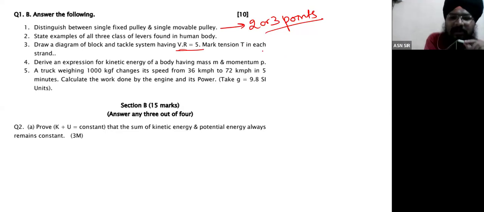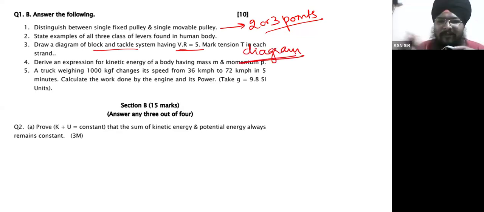So you just need to draw the velocity ratio block and tackle system. Again, this diagram is there in our textbook. You can refer to the text. For velocity ratio 5, there will be 5 pulleys which will be drawn. So we have to draw those 5 pulleys and show the tension and effort and load wherever they are there.